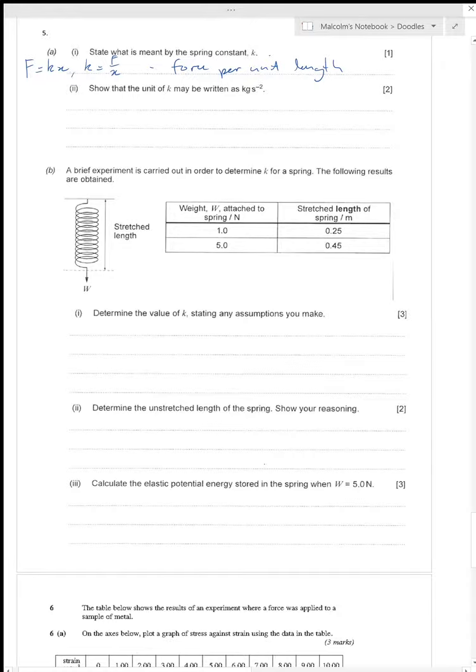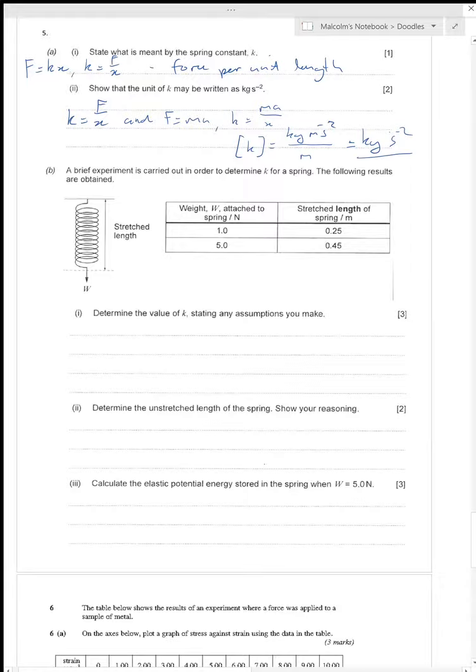Show that the unit of k may be written as kilograms seconds minus 2. So given that it is force divided by extension and F equals ma, we can write that k is equal to ma over extension. So the units of k must be equal to the units of mass times the units of acceleration, meters per second squared, divided by the units of extension, meters, which is equal to kilograms seconds minus 2.